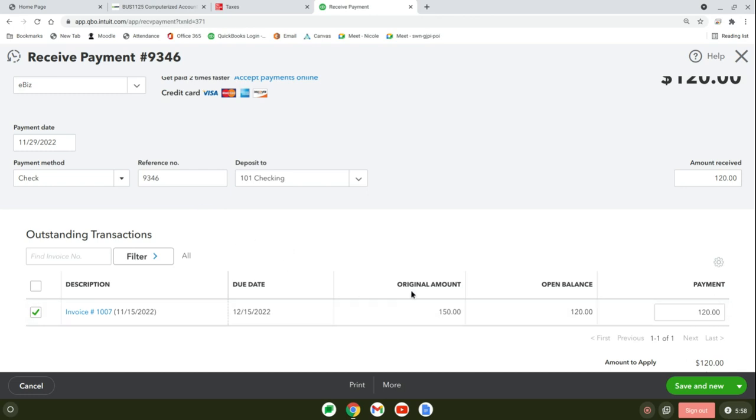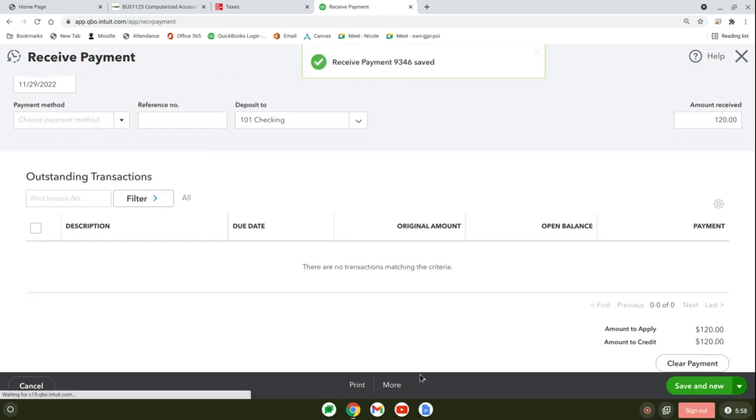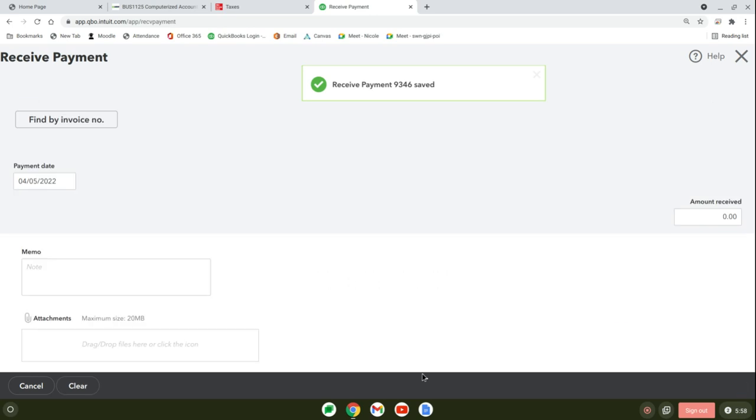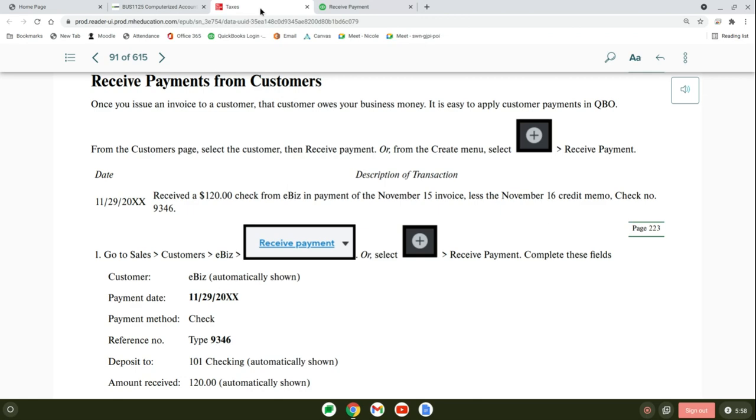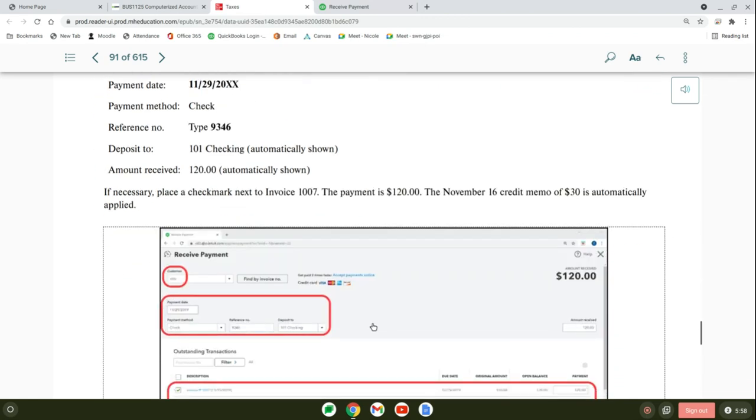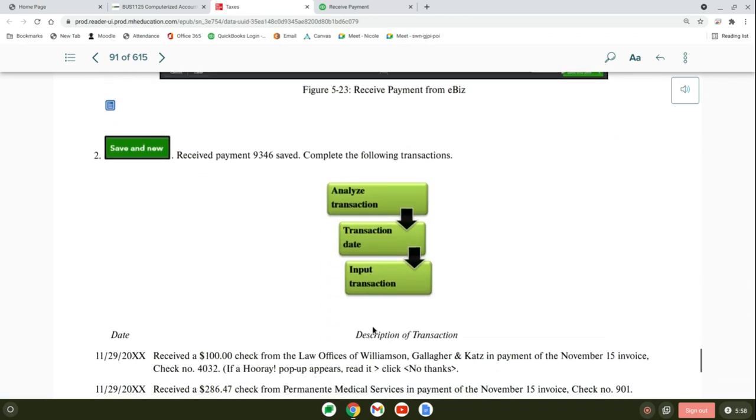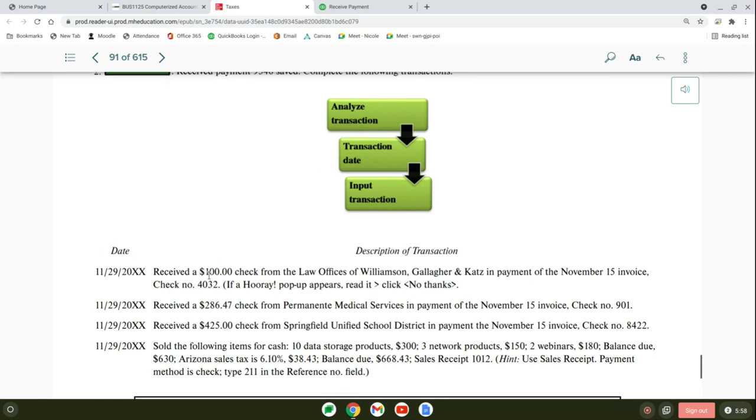All right, so I'm going to go save it new because the next one is Law Offices of Williamson, Gallagher, and Katz. So let me just show you where we're at in the book for those of you who are following in your ebook. So we did save and new, and we're here. We received $100 from Law Offices of Williamson, Gallagher, and Katz in payment of the November 15th invoice. They wrote a check, and they gave us a number. And for all our customers, we're going to record the payment, okay?